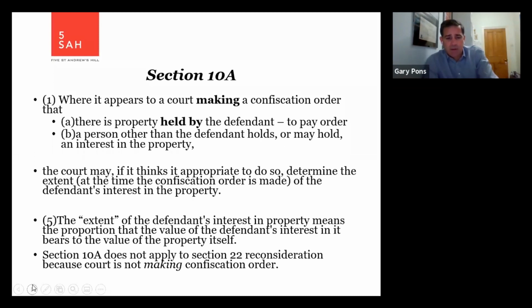The other requirements that are needed before the court can consider making a determination are, firstly, that property must be held by the defendant, and secondly, that there is a third party who holds or may hold an interest in that property. Once those two things have been satisfied, then the court may exercise its discretion to determine the extent of a defendant's interest in the property at the time of the confiscation order. The extent of the defendant's interest in property means its proportion to the overall value of the property itself.